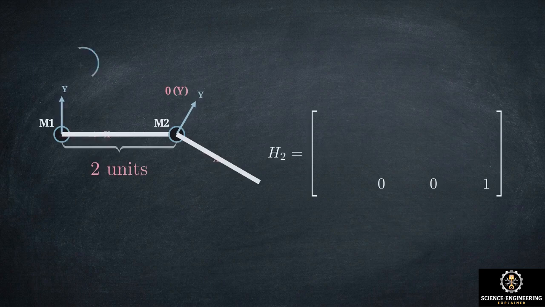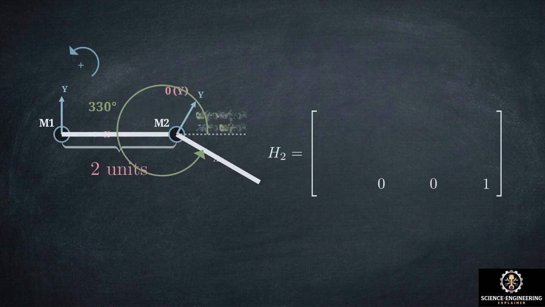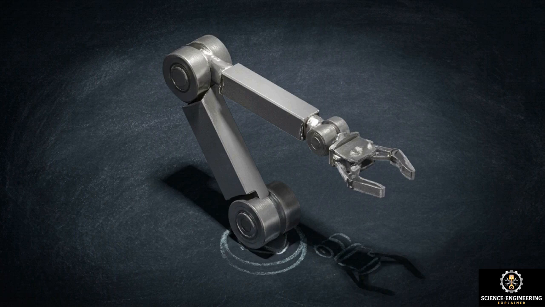Now we calculate the rotation. Counterclockwise movement is universally positive. Tracing the full counterclockwise path from M1's x-axis to M2's x-axis reveals a sweep of 330 degrees. We drop that 330-degree input directly into our rotation submatrix. Matrix H2 is now complete. It is completely blind to the fixed global base. It only knows its relative, isolated relationship to frame M1.